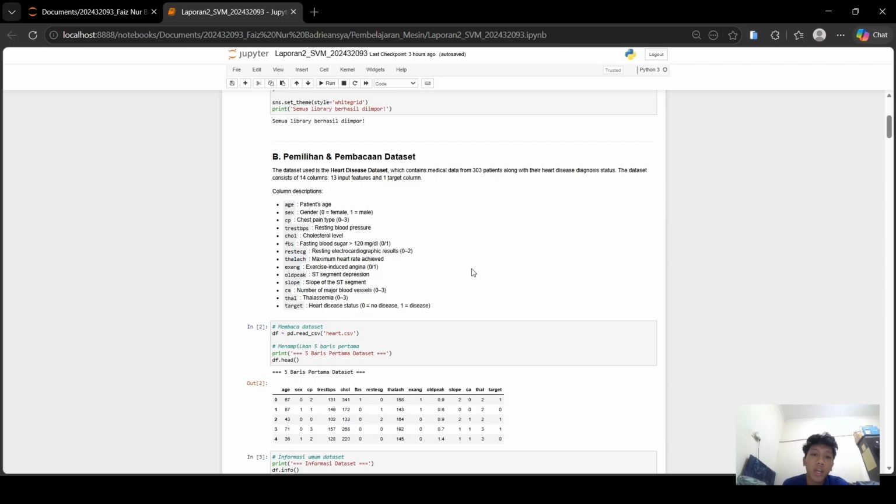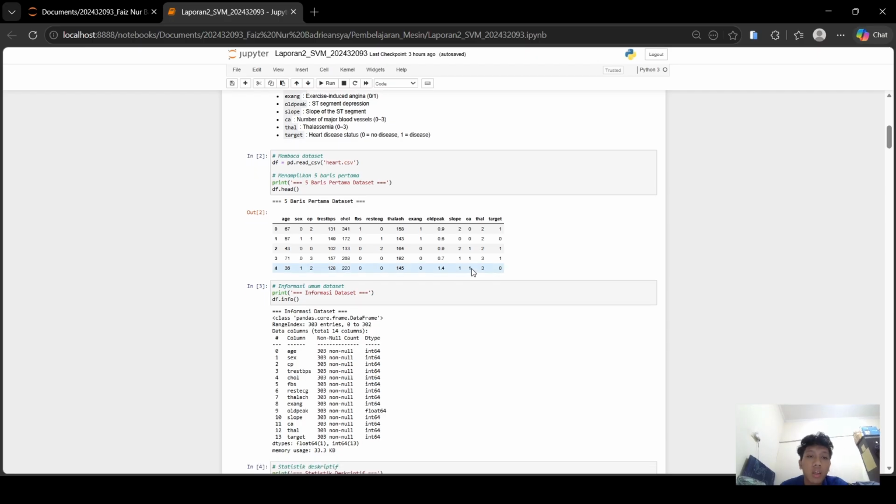Column descriptions: we have age, and sex, which is gender, CP, chest pain type, and trestbps, resting blood pressure, and cholesterol level, and FBS, fasting blood sugar, and restecg, resting electrocardiographic result, and thalach, maximum heart rate achieved, and exang, exercise induced angina, and oldpeak, ST segment depression, and slope of the ST segment, and CA, number of major blood vessels, and thal, thalassemia, and target, heart disease status.